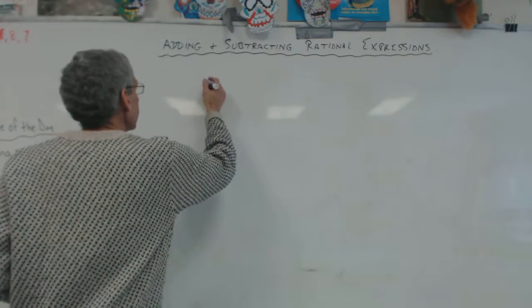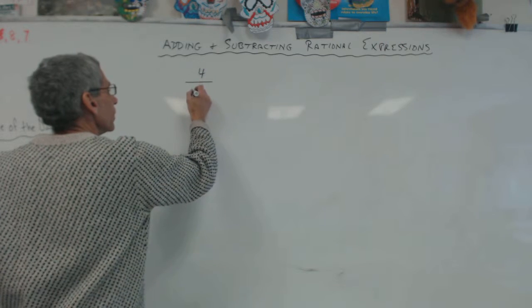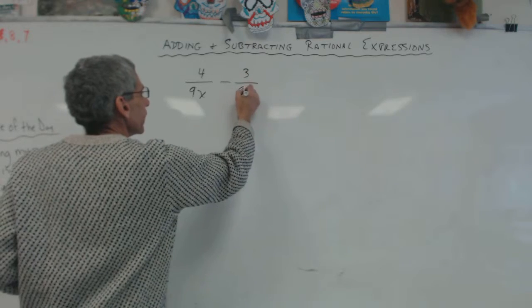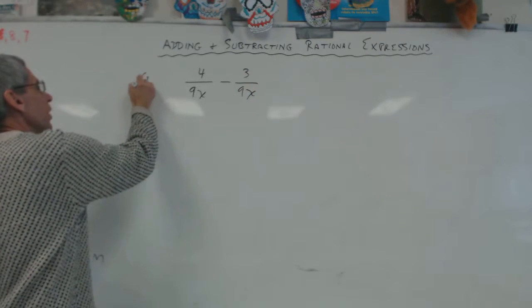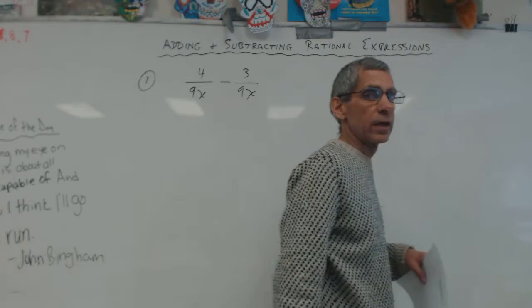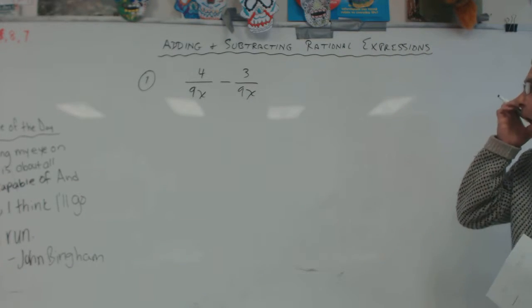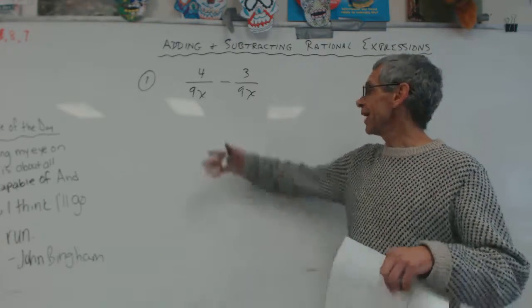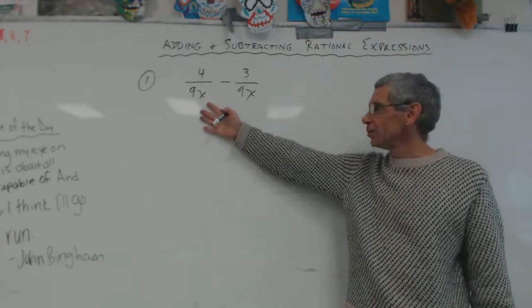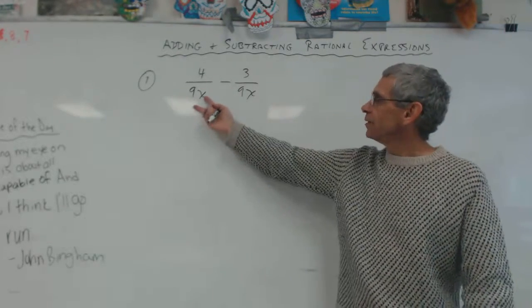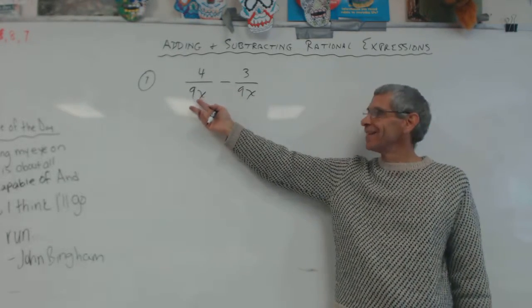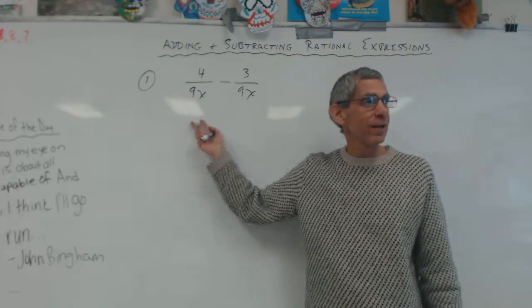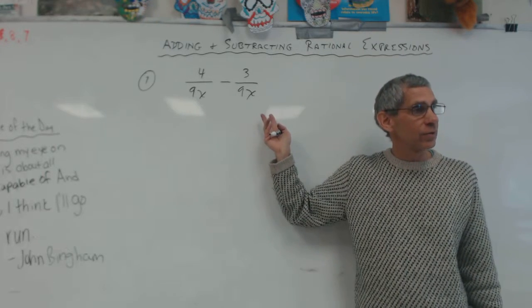All right, let's say I gave you 4 over 9x minus 3 over 9x. This is our first problem. Oh my God, what a nightmare. Doesn't it look like a nightmare? But the denominators are the same. Oh my God! The denominators. Okay, the denominators are 9x. They're the same thing. They're common denominators.